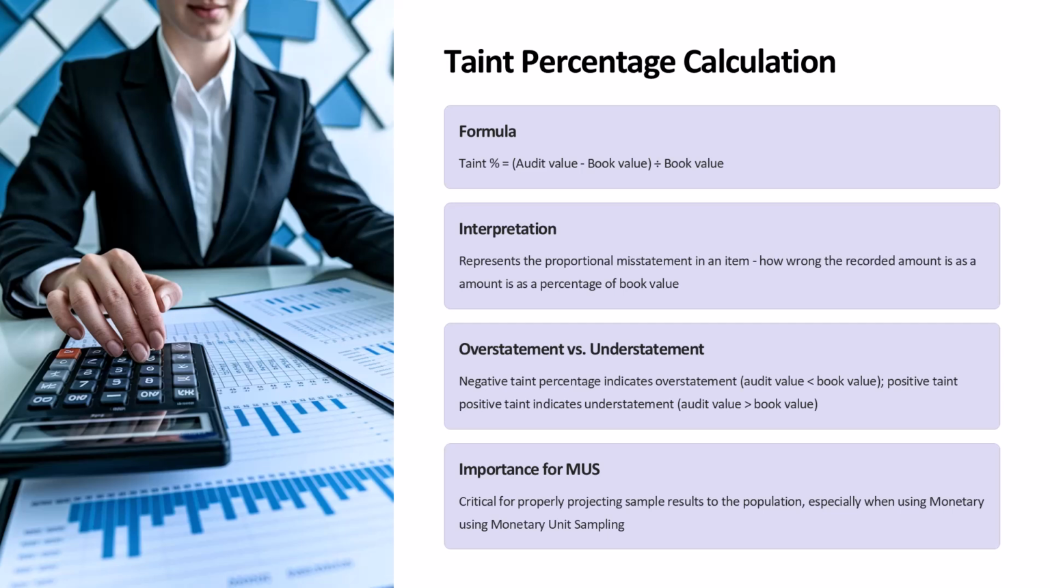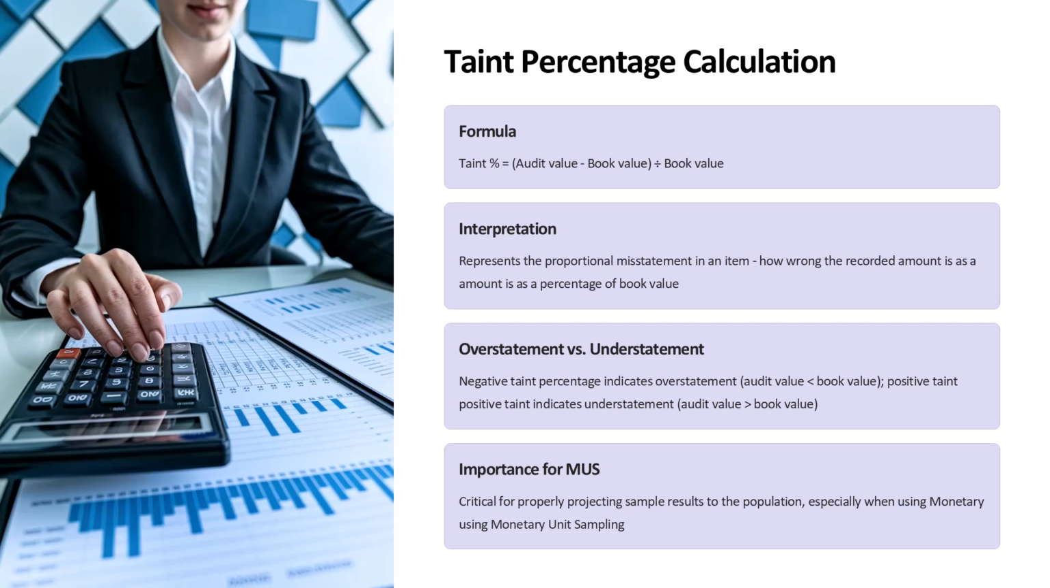Taint percentage is the key to evaluating sampling results. Here's the formula. Taint percent equals audit value minus book value divided by book value. The taint percentage represents the proportional misstatement in an item. It tells you how wrong the recorded amount is as a percentage of the book value. This is crucial for properly projecting sample results to the population, especially when using monetary unit sampling.